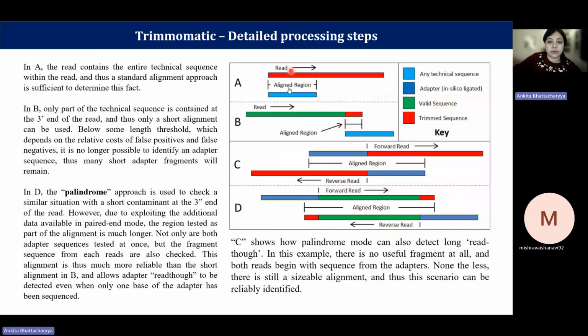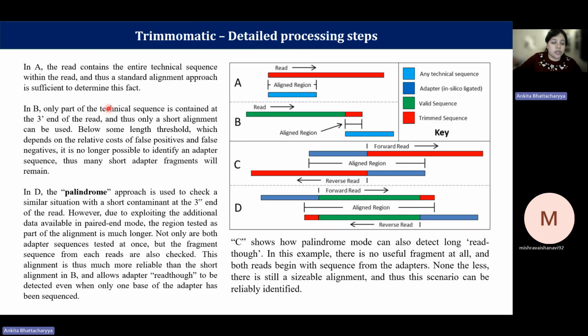So, this shows you an example of how Trimmomatic actually does all of this. We'll look at the legend and the actual text. In panel A, you can see the read and your aligned region, which is any technical sequence you have taken into consideration. If there is complete alignment of this region with the read, then it is a completely detected sequence, and this read can pass through. There is no contamination, nothing that needs to be trimmed under these circumstances.